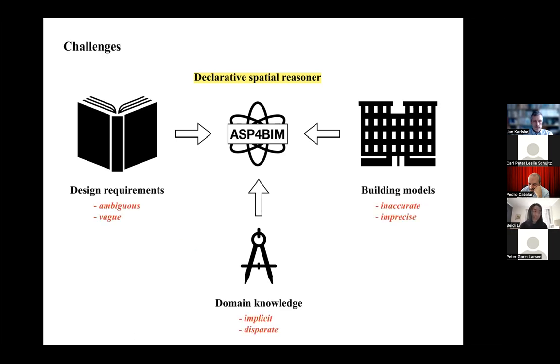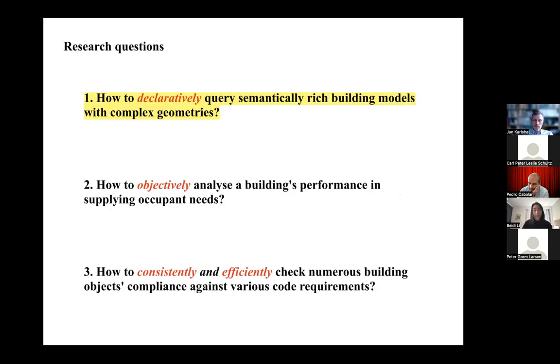But we have some challenges, as requirements are often ambiguous and vague, models are inaccurate and imprecise, and domain knowledge about space and people is implicit and disparate. So how do we tackle them? First, let's talk about the first research question. Why do we need declarative spatial reasoning?